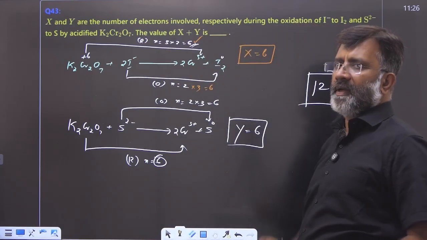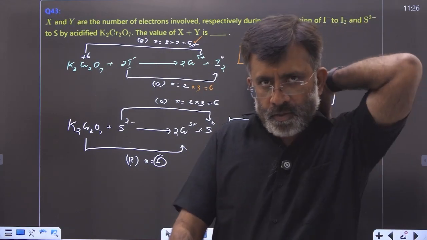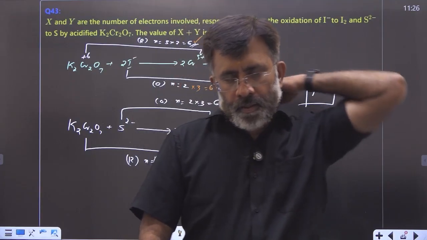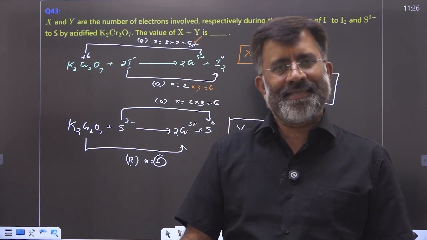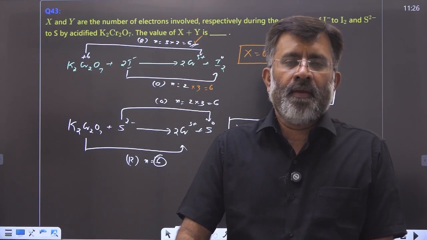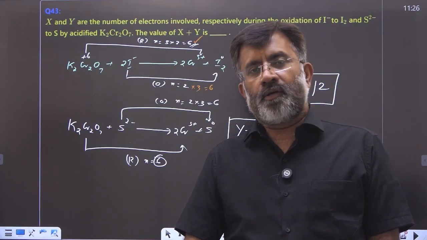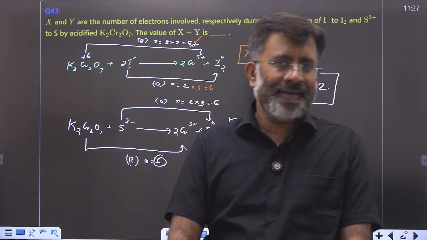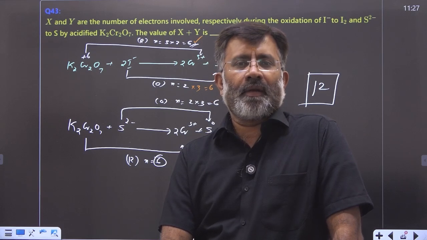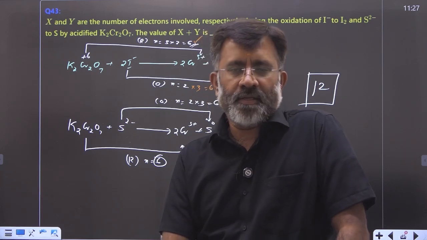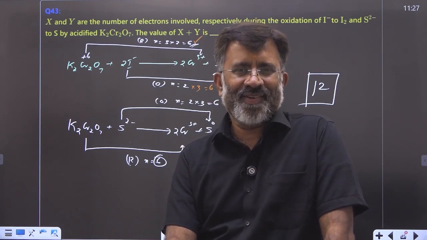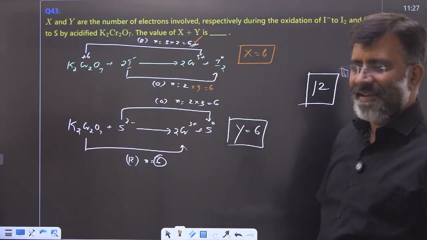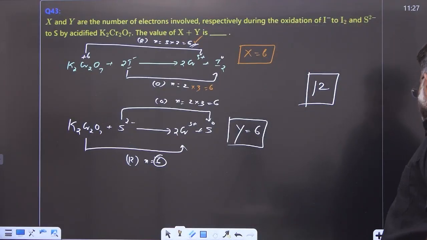X plus y is the answer. So for oxidation of I minus to I2, the overall N factor in the reaction is 6. That is X. And oxidation of sulfide to sulfur using potassium dichromate, again N factor will be 6. So the total, final answer will be X plus y, 12. Okay? Fine. Next question.